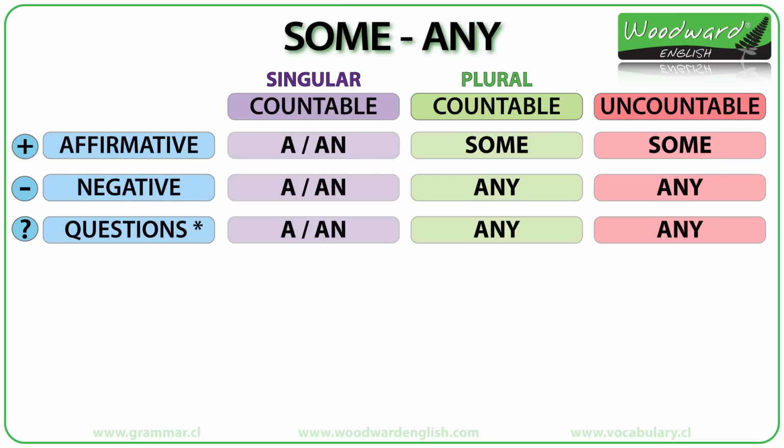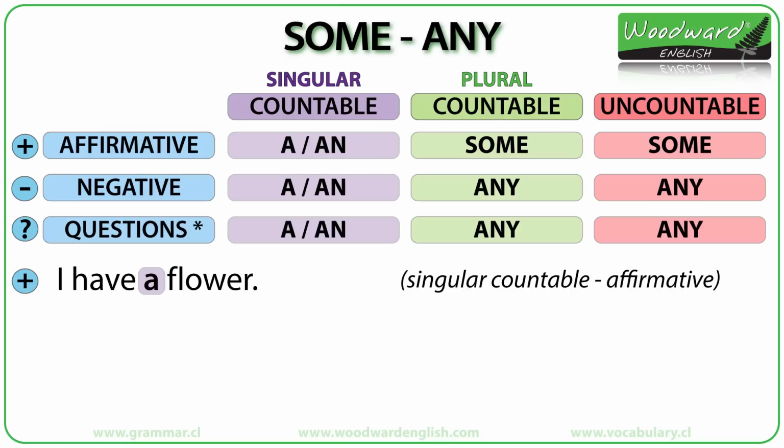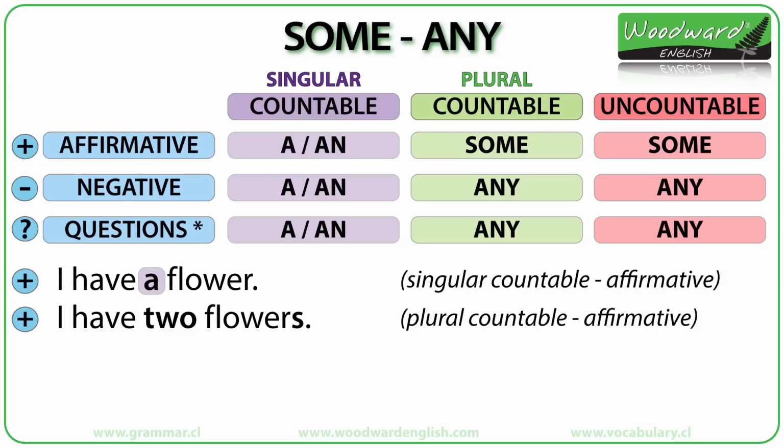Let's look at this summary chart. It is divided into singular countable nouns, plural countable nouns, and uncountable nouns. I will explain each part in a moment. I have a flower. Flower is a singular countable noun. It is an affirmative sentence. And we use a because the word flower starts with a consonant sound. I have a flower.